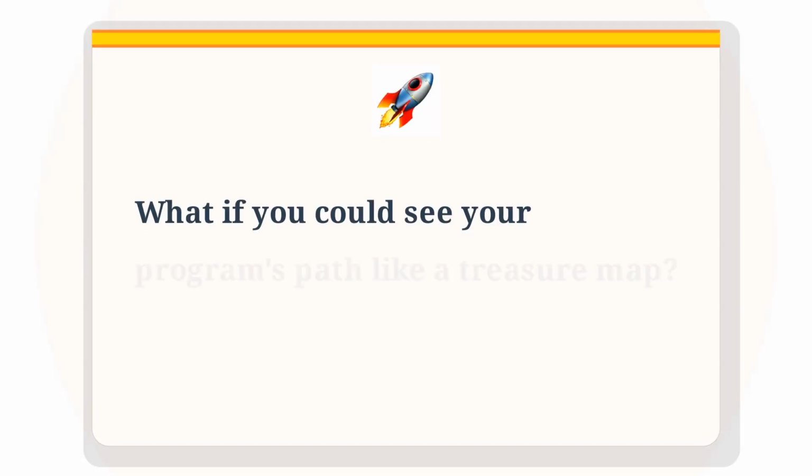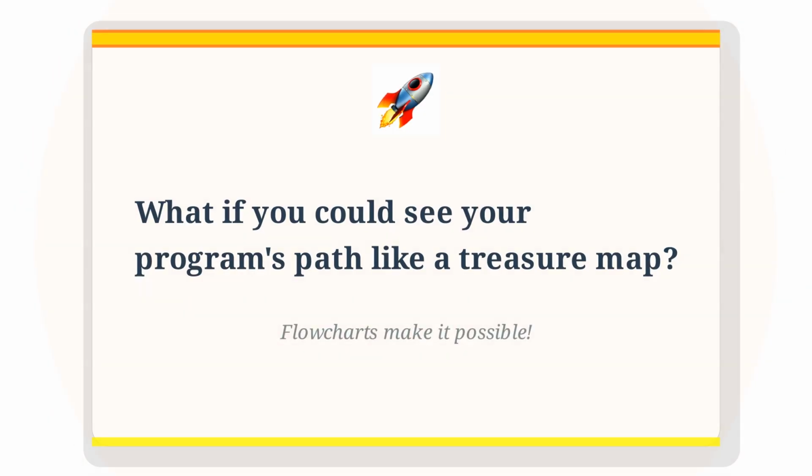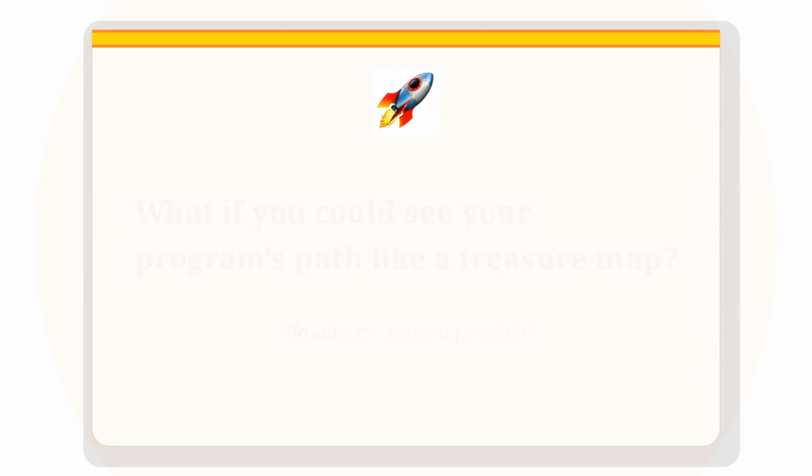What if you could see your program's path like a treasure map? What if every decision and action had a clear visual path? Flowcharts make this possible.